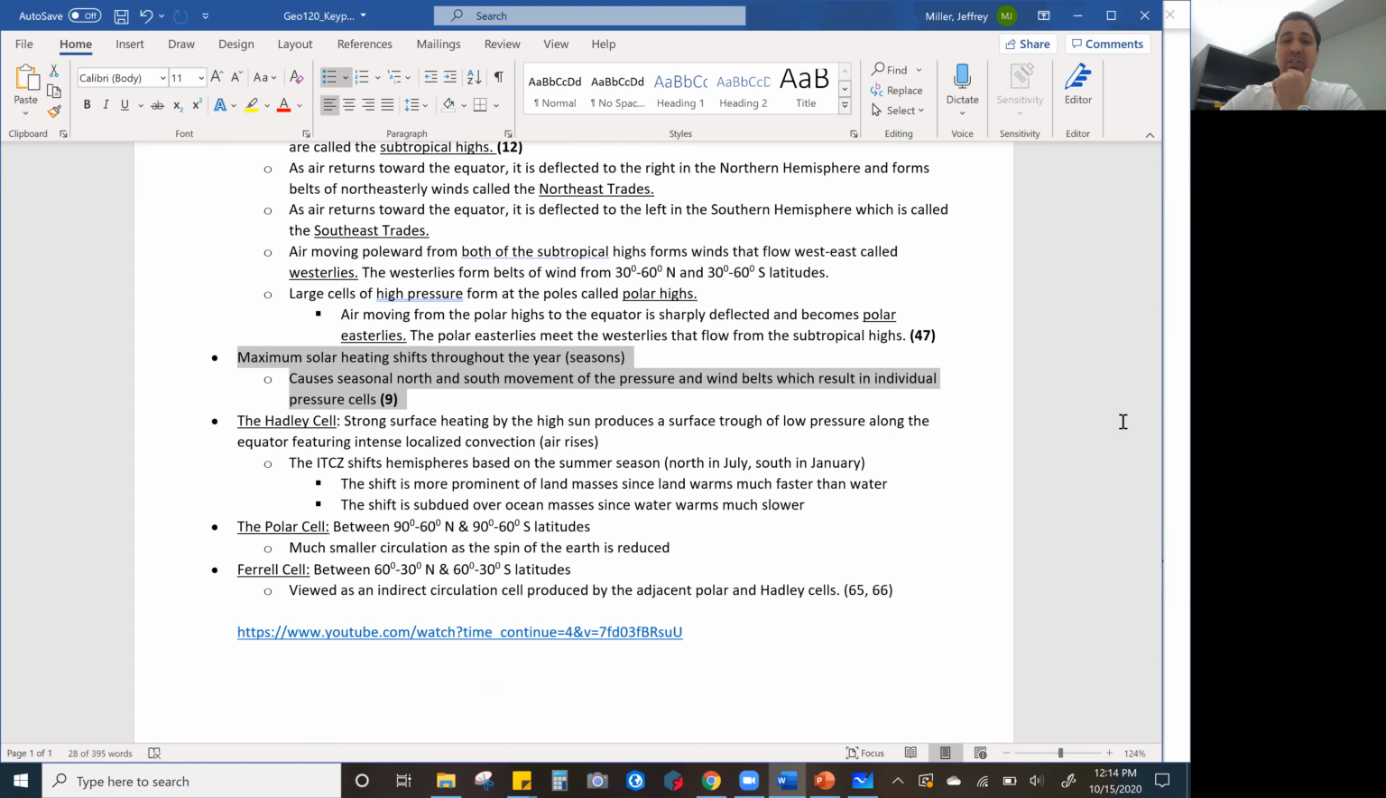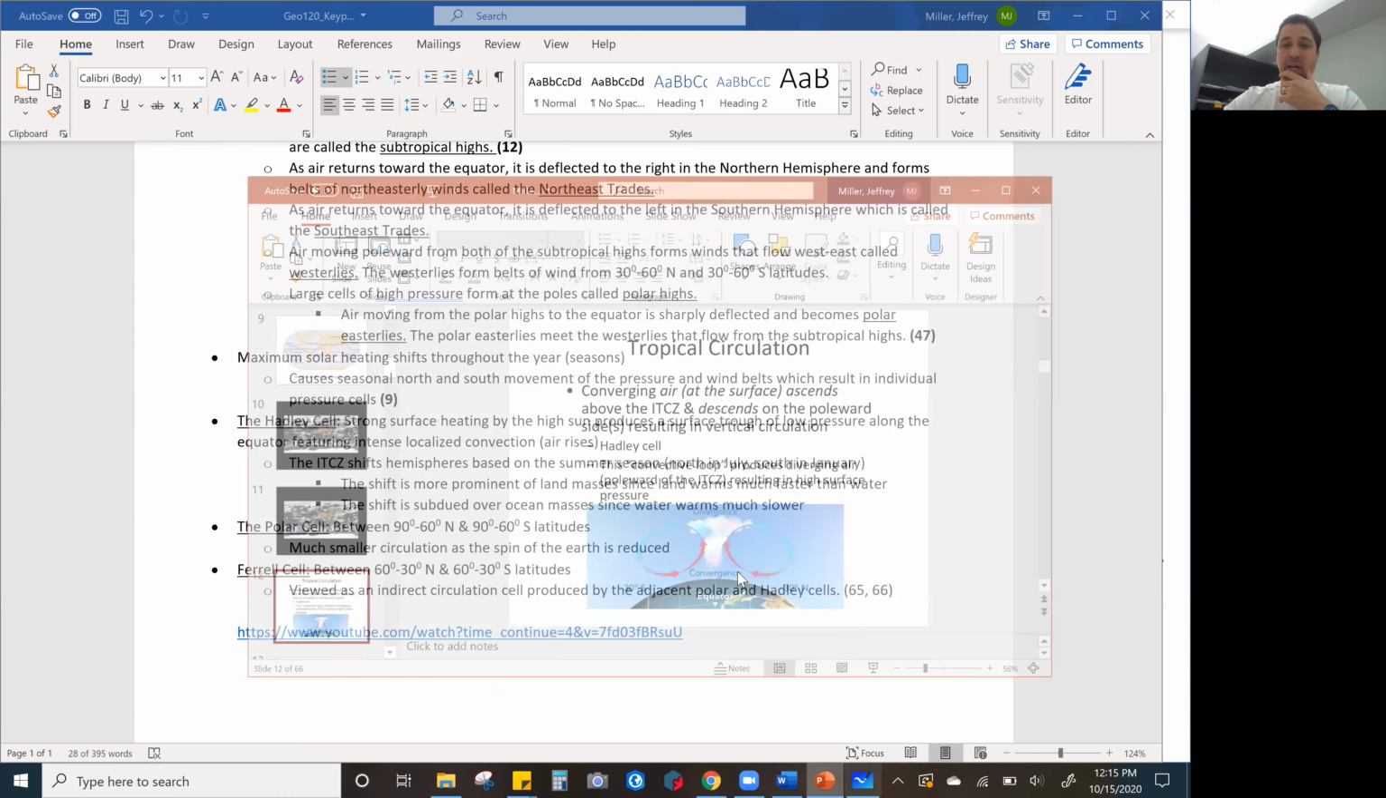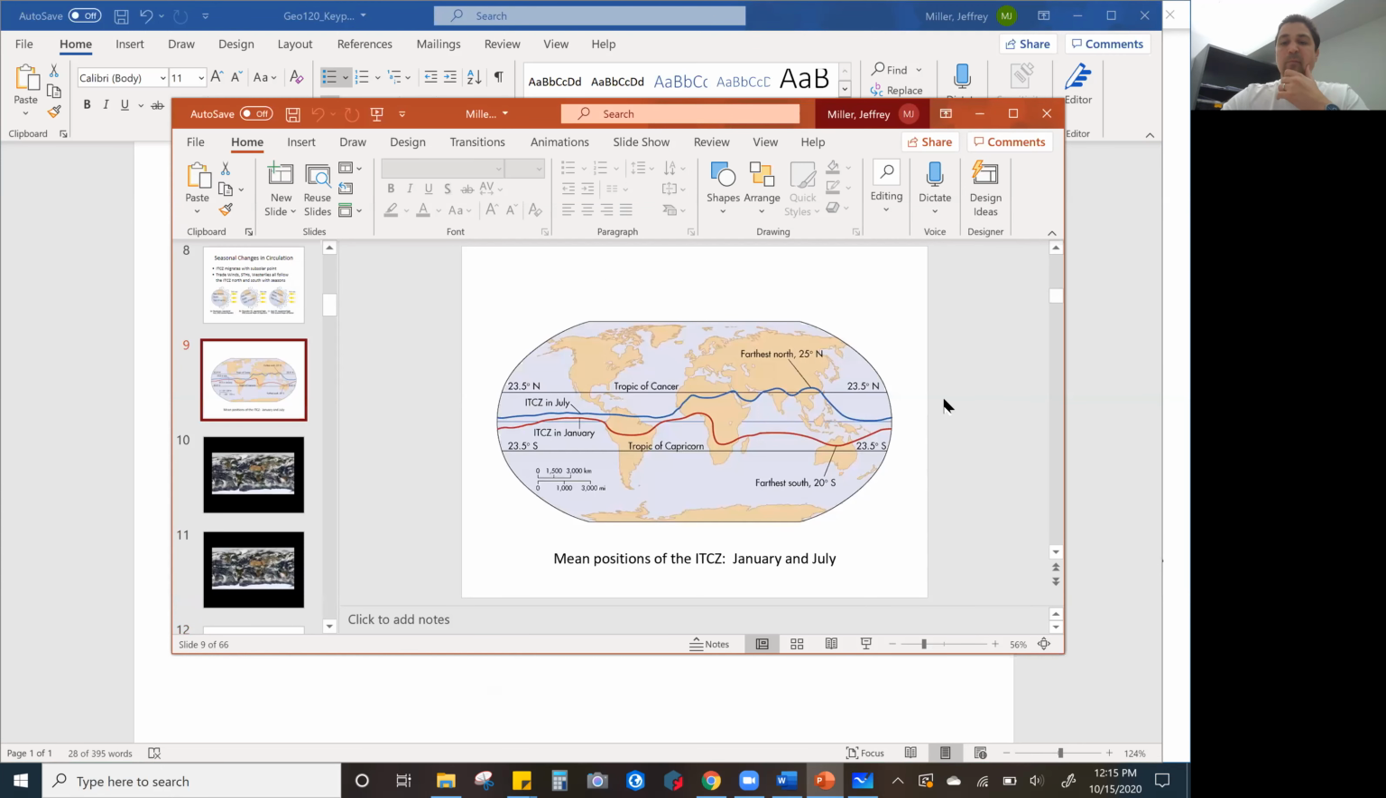So maximum solar heating shifts throughout the year because of seasons, and it causes seasonal north and south movements of these pressure, wind belts. Okay, those were belts of wind. We can think of them, and this results in individual pressure cells. So let me show you what I'm talking about here in slide number 9. This is the kind of shifting position of the ITCZ.